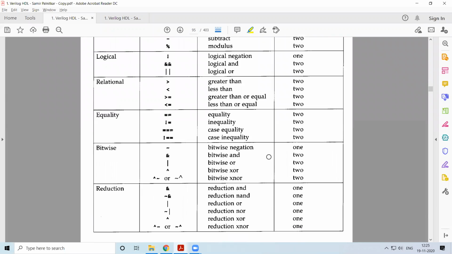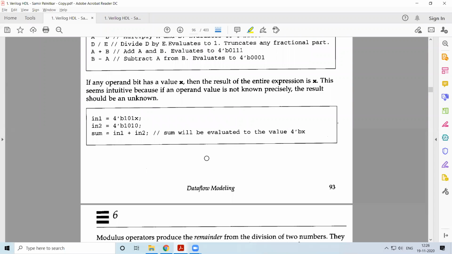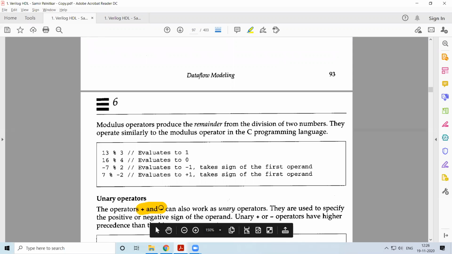We started off the discussion with these things, and we discussed up to arithmetic operators. To remember, there are three types of operators: unary operator, binary operator, and ternary operator. A unary operator requires just one operand, binary requires two operands, and ternary requires three operands. Here we saw a few of the binary operators which require two operands, that is multiply, divide, add, subtract, and modulus, which fall under the arithmetic operators. Under this we also have two unary operators, that is minus and plus.